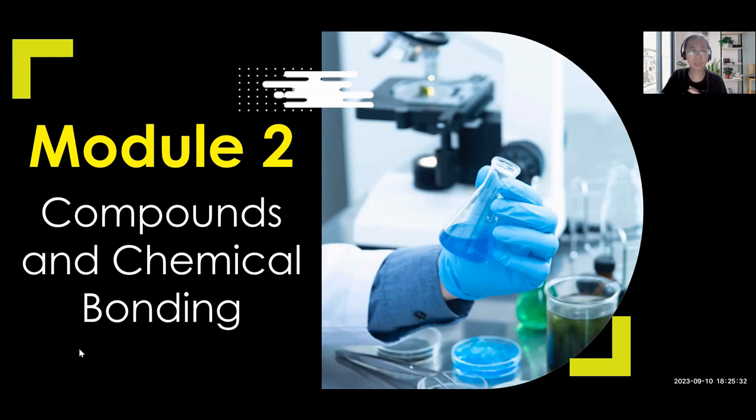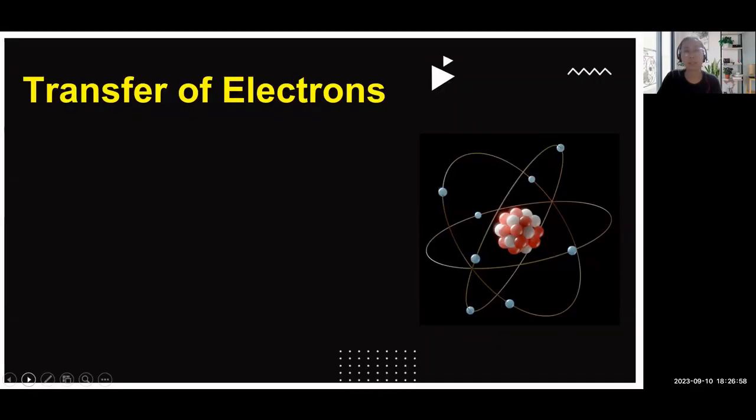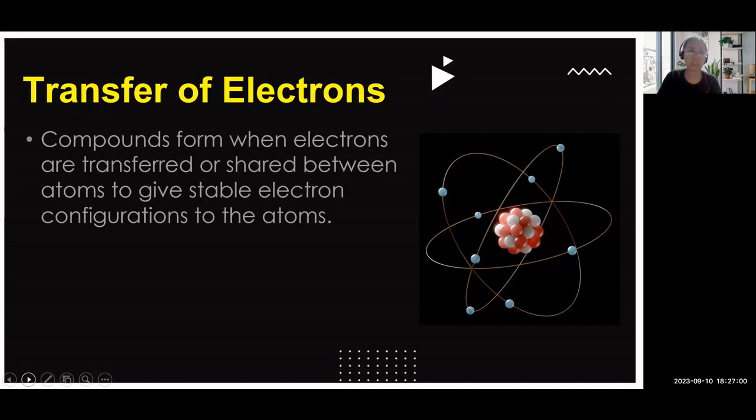So let's first start off with electrons and chemical bonding. This will be the scope of our discussion for the next 2 weeks. But I will just be discussing the first two topics, which are electrons and chemical bonding, and electronegativity and bond polarity. Okay, so let's have the transfer of electrons first.